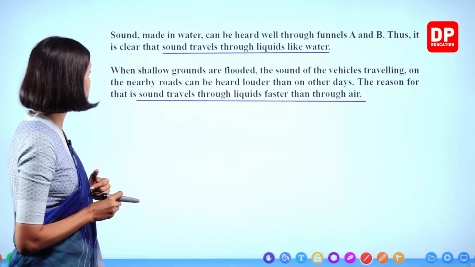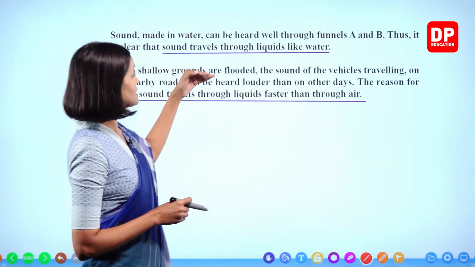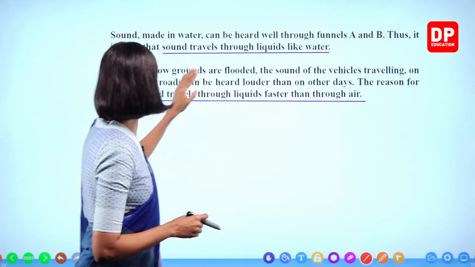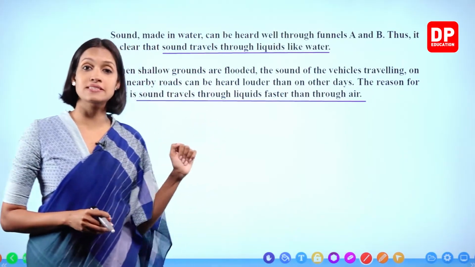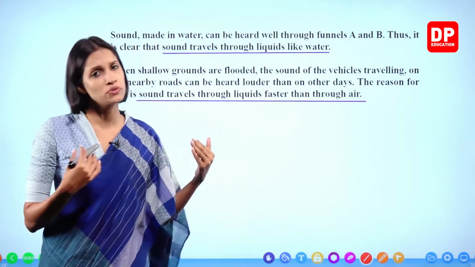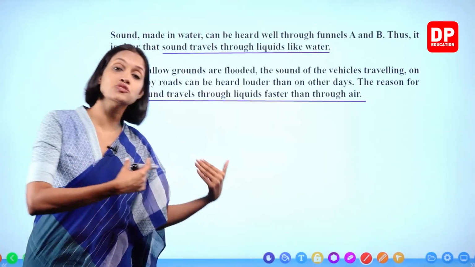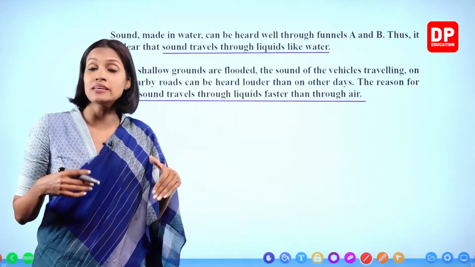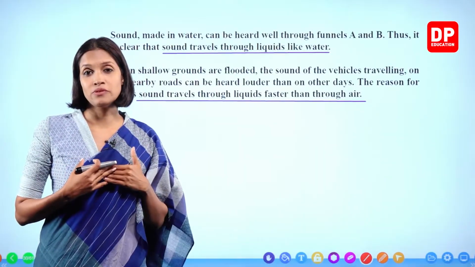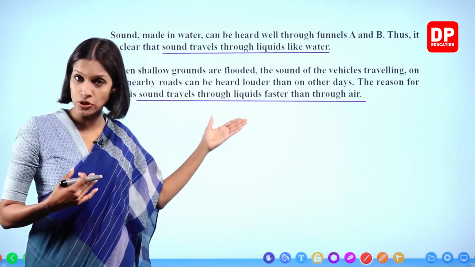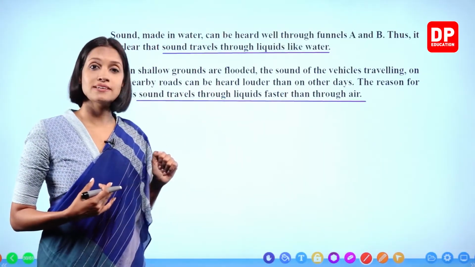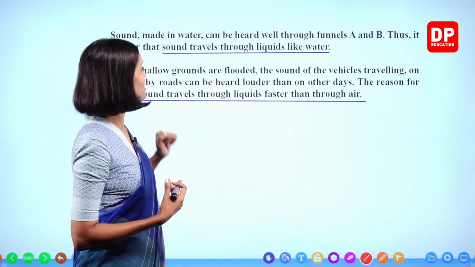This is the reason when the grounds are flooded, the sound of the vehicles traveling on the nearby roads can be heard louder than on other days. When there is no water also you can hear, but when there is water filled, you can hear the sounds better, which means sound travels faster and better through water or the liquids. Right, children? We'll move on to the next.